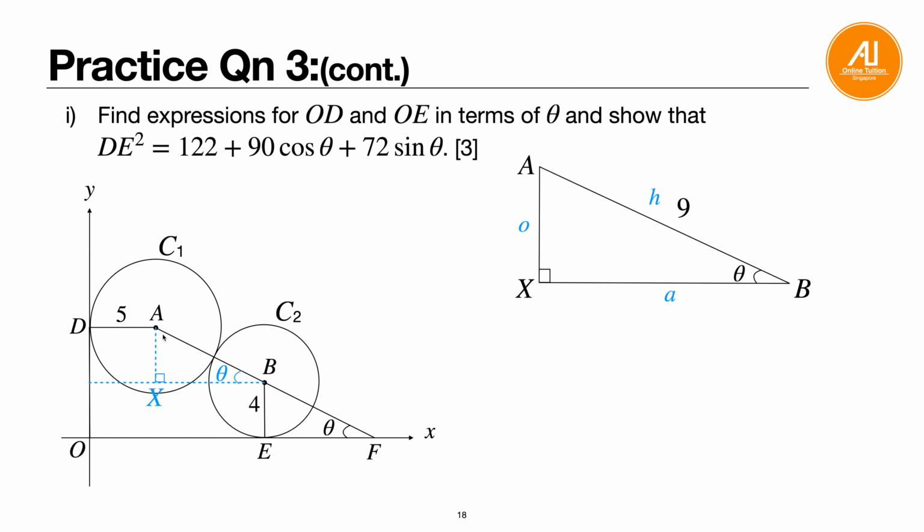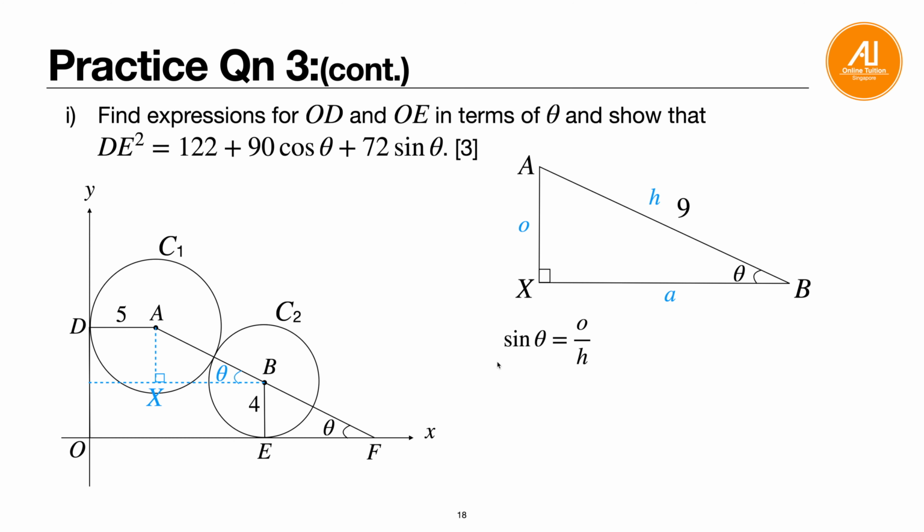Okay, so in order to find OD, you need to find this one plus another 4. Then you get your OD. How do you find OE? You need to find XB, then you add a 5. Then you get OE. Okay, so first things first, we need to find AX and XB.